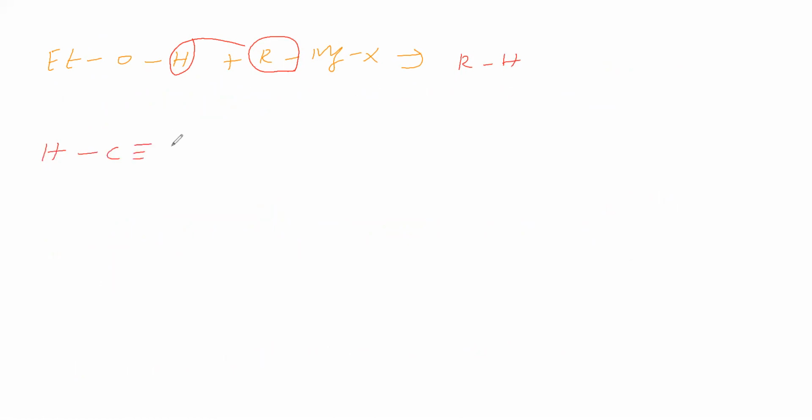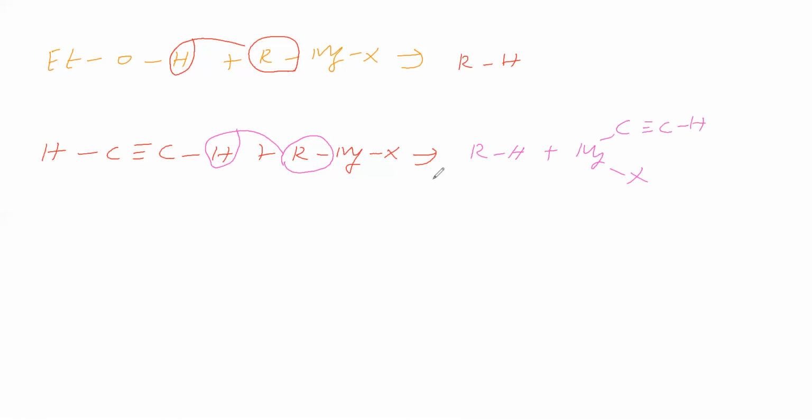Then with acetylene, possible. Now we are taking Grignard reagent. So what is the possibility? You see that this R takes this bond and takes this H plus and gives RH. What is the remaining? Mg is having X and this C triple bond CH. This is the compound.